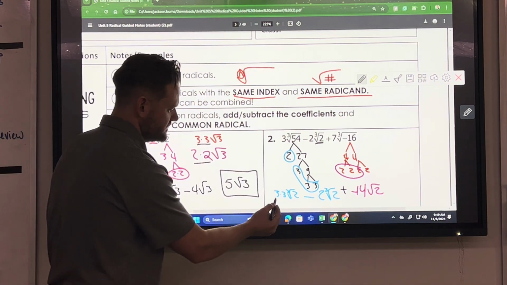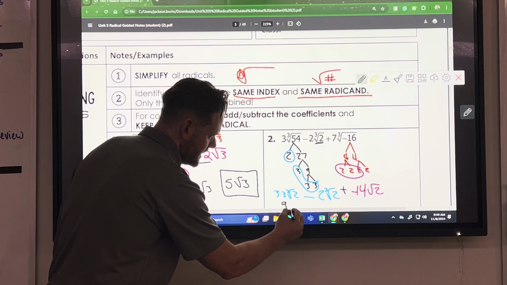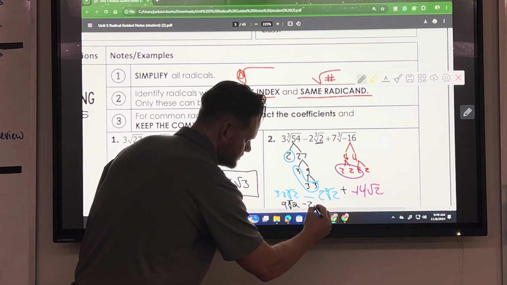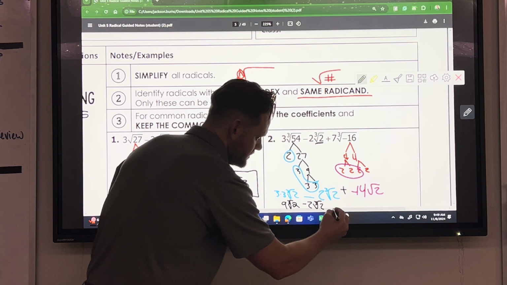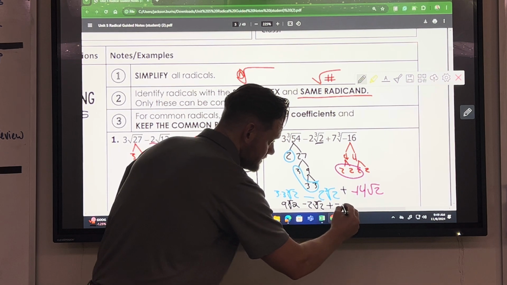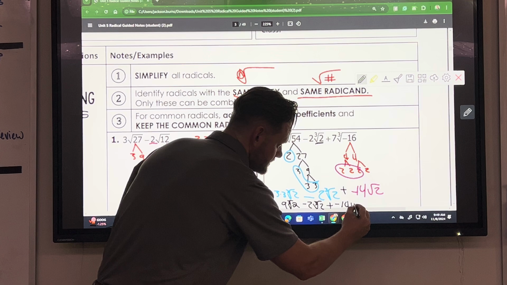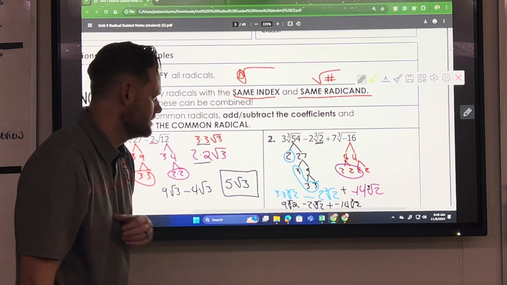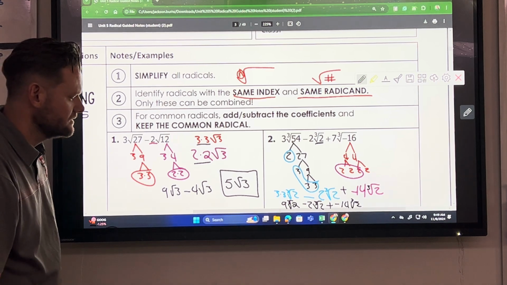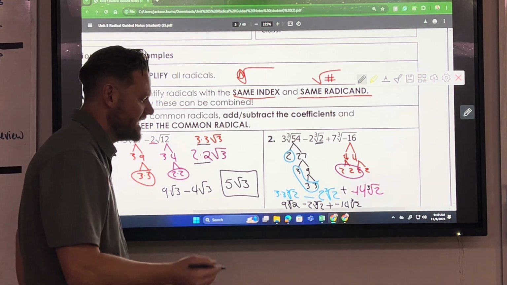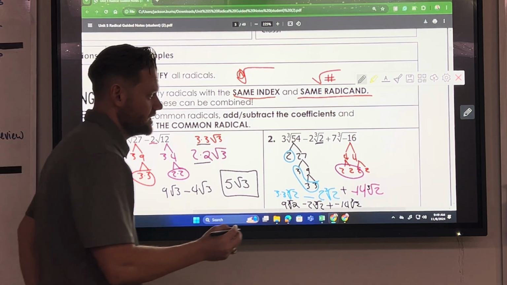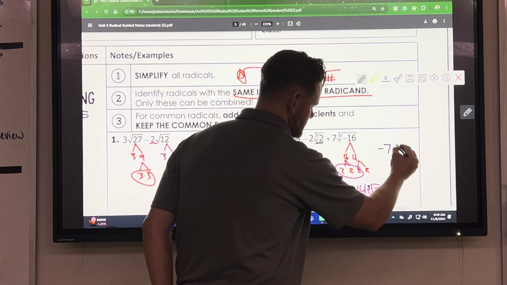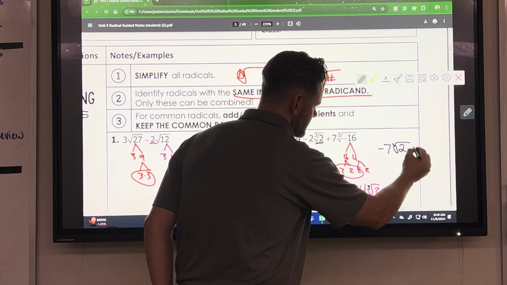So what I'm left with is 3 times 3, which is 9 cubed root of 2 minus 2 cubed root of 2 plus a negative 14 cubed root of 2. So 9 minus 2 is 7 cubed root of 2 minus 14, right? I get a negative 7 cubed root of 2.